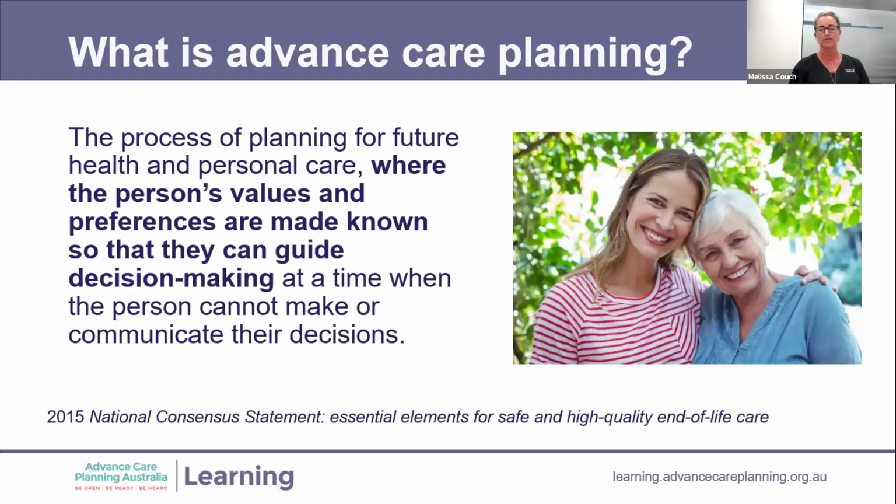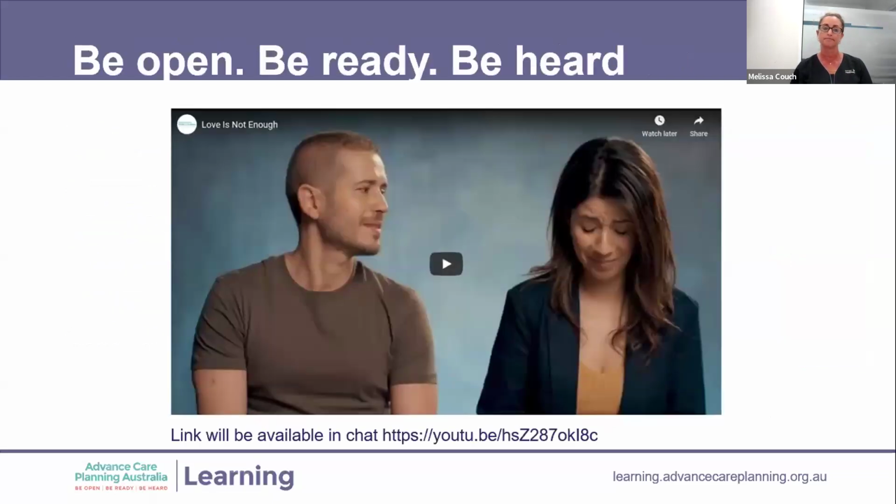So in a nutshell, advanced care planning is really just the process of planning for future health and personal care. It's for when you may not be able to speak for yourself, whether that's a short-term decision-making issue or something more long-term, such as dementia. And I guess the main thing is, if you cannot speak for yourself, who would speak for you and what would you want them to say?